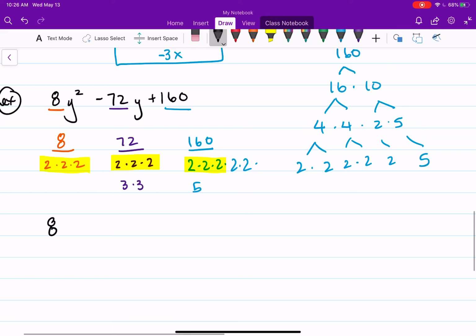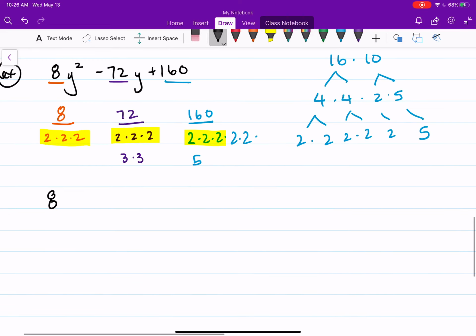Okay, if I pull 8 out, what do I have left? Look at this. I have nothing else left, right? So that means all I have left is a y squared. Minus, what do I have left here? I got 3 times 3 left. So I have a 9y left.